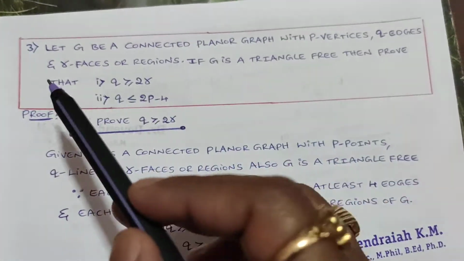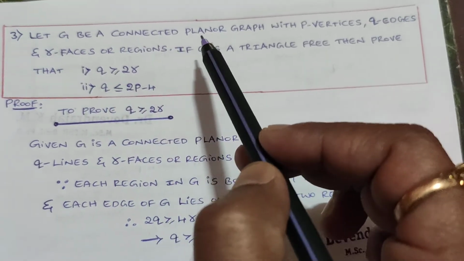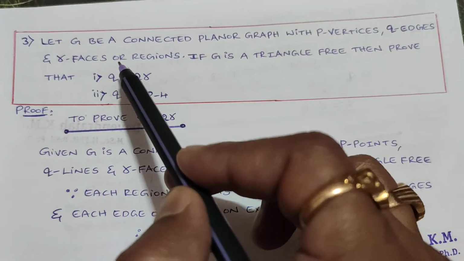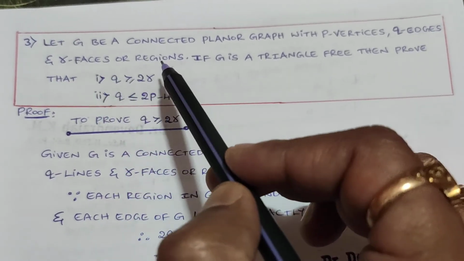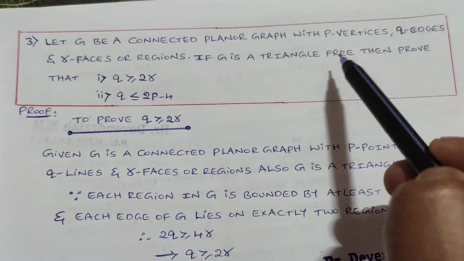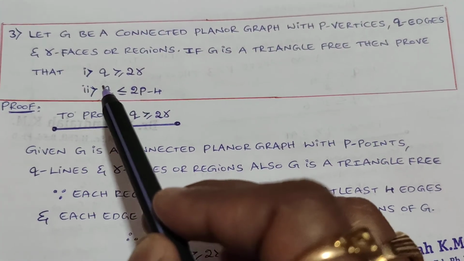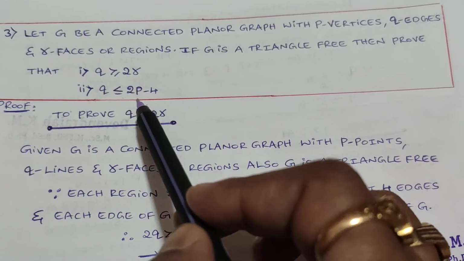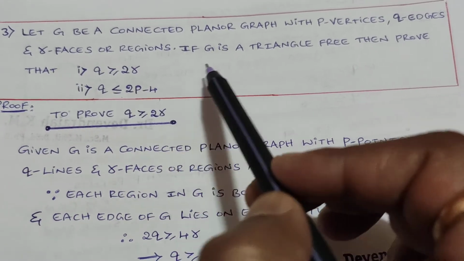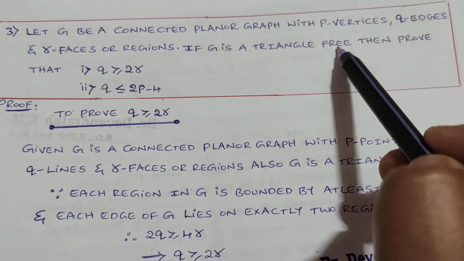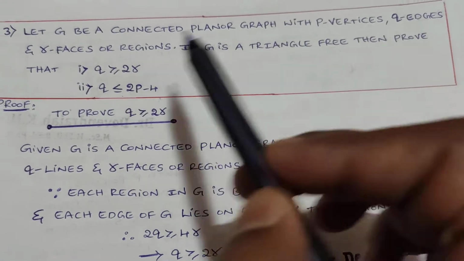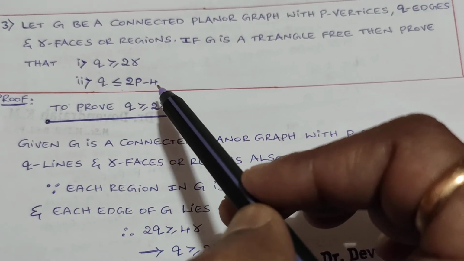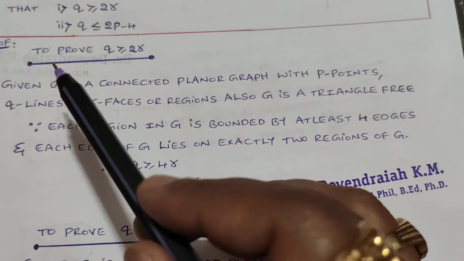The third question will be: let G be a connected planar graph with P vertices, Q edges and R faces, in the sense of regions. If G is triangle free, then prove that Q is greater than or equal to 2R, and Q is less than or equal to 2P minus 4. Here G is triangle free. So let us prove this one.